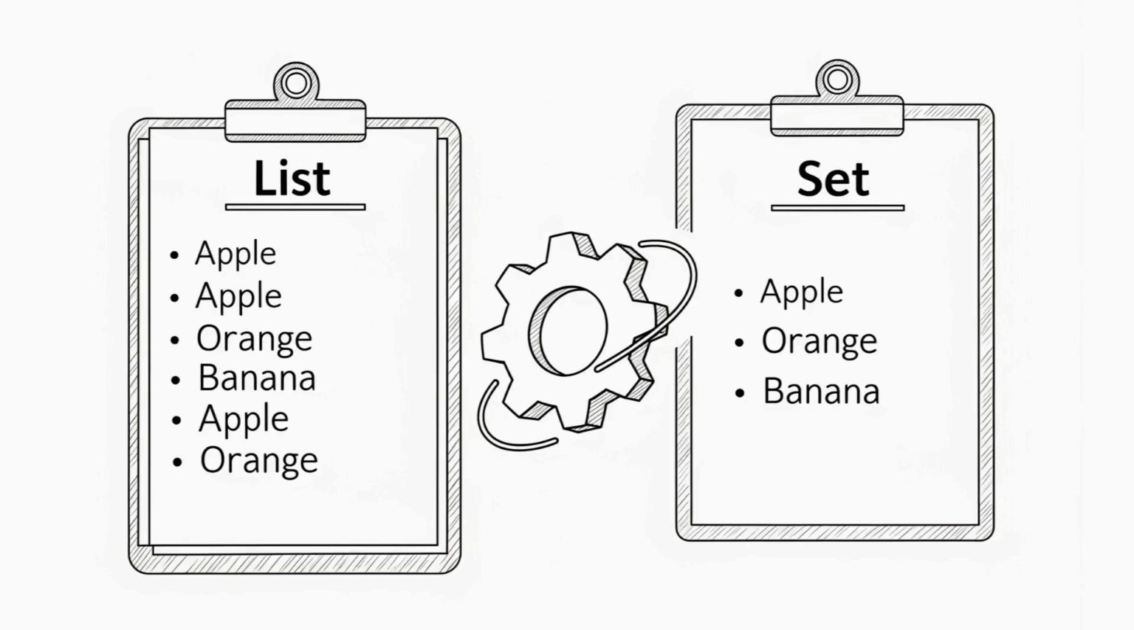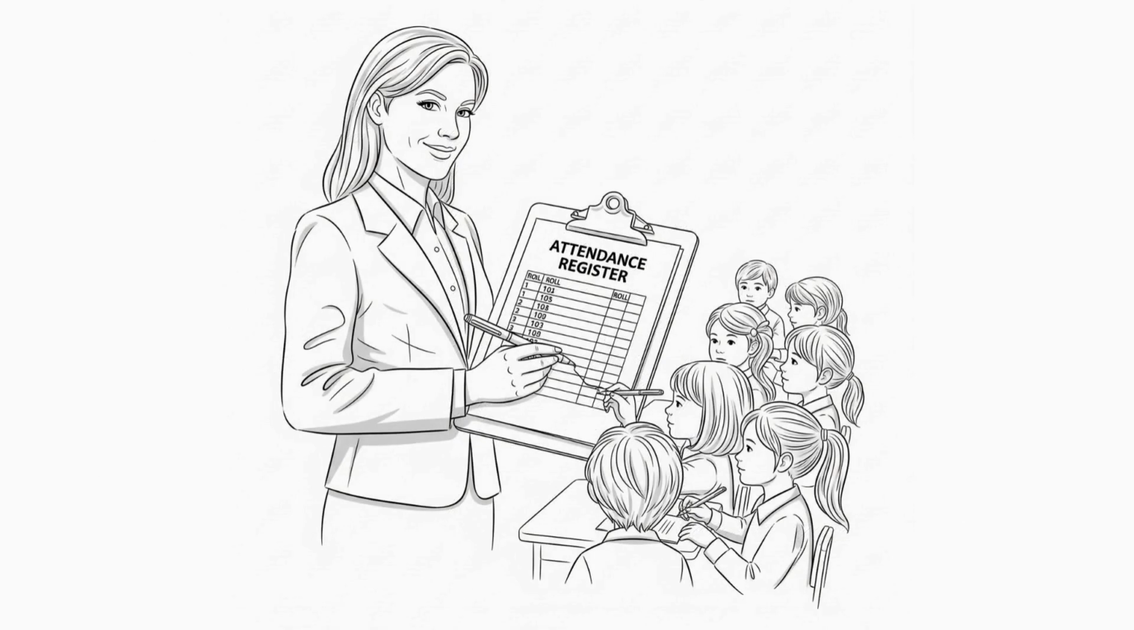Alright, we just explored list, which maintains order and allows duplicates. Now let's shift gears and talk about set, the collection that ensures uniqueness. Think of a set as a class attendance register. Every student signs their roll number once. No duplicates allowed, and the order of entries doesn't really matter.